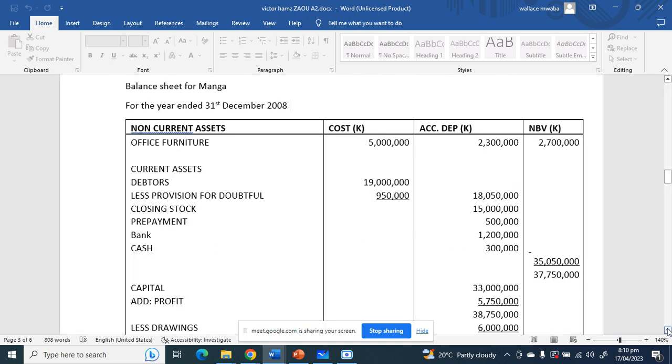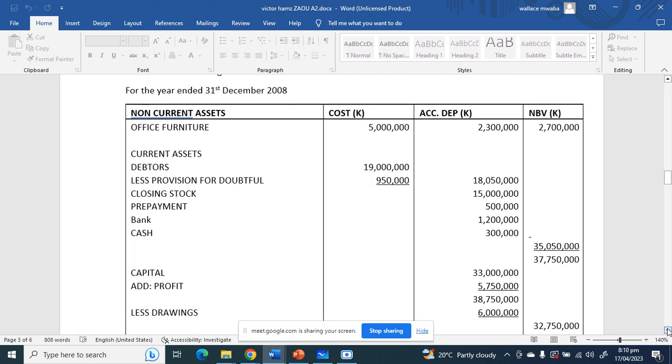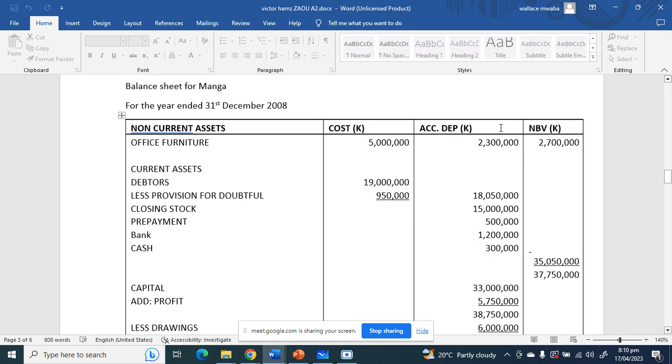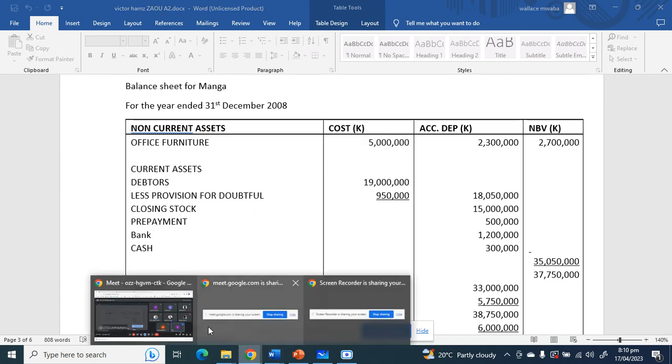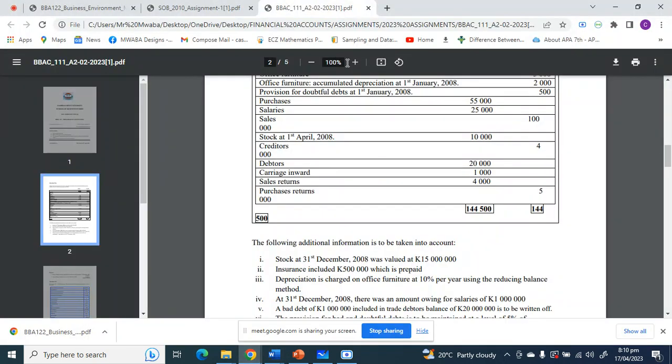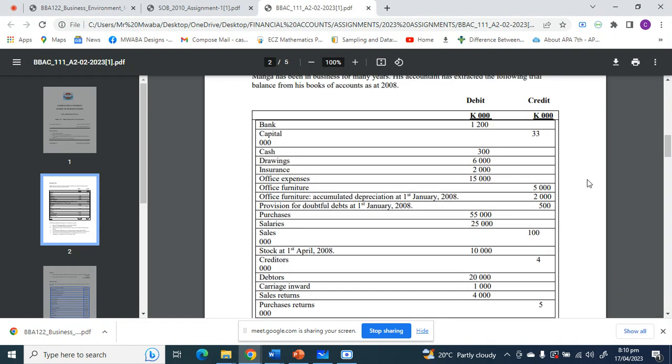So in your balance sheet, the first section is the non-current assets. These are the assets you can own for more than a year. All right, so in this question we had office furniture. According to our sheet, the cost is 5 million. Then I recall we also calculated the depreciation for the office furniture.